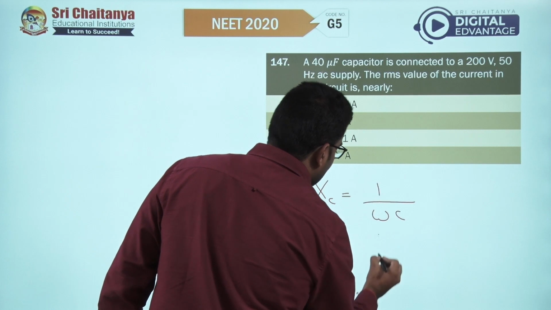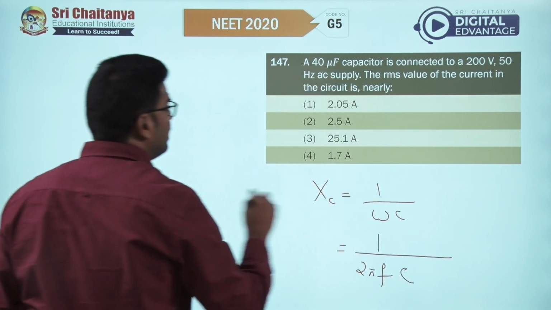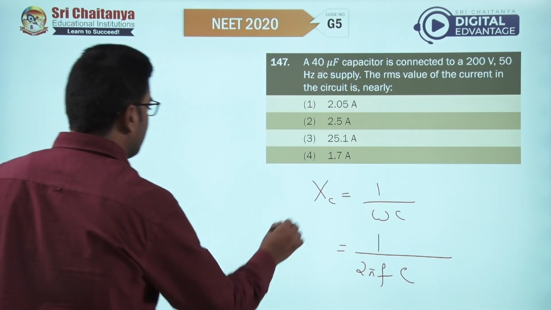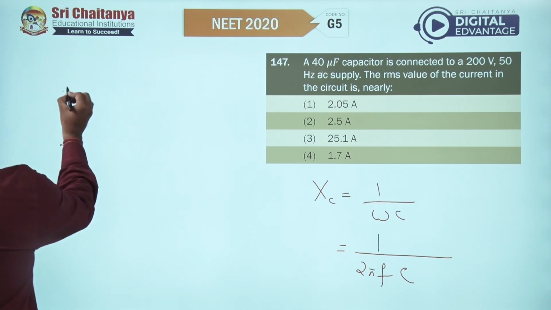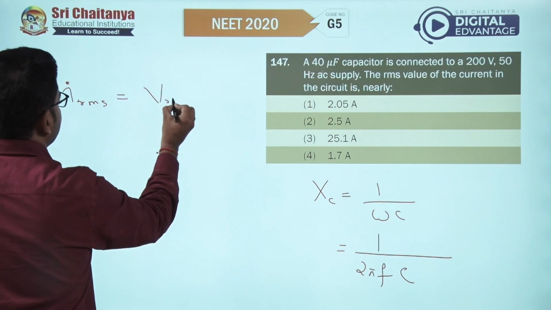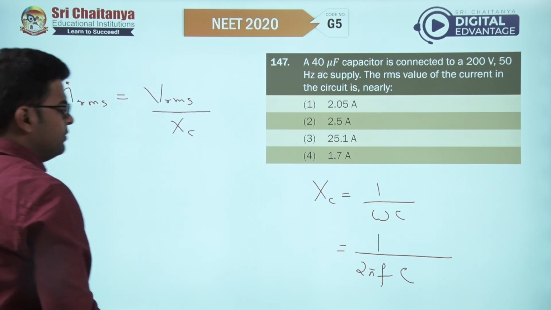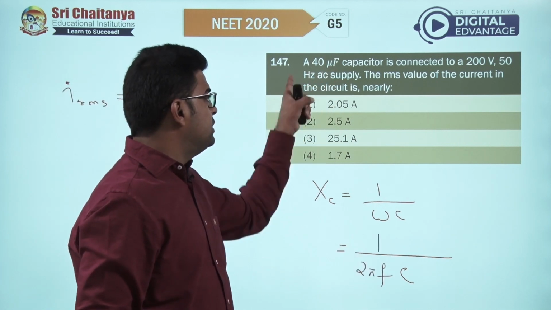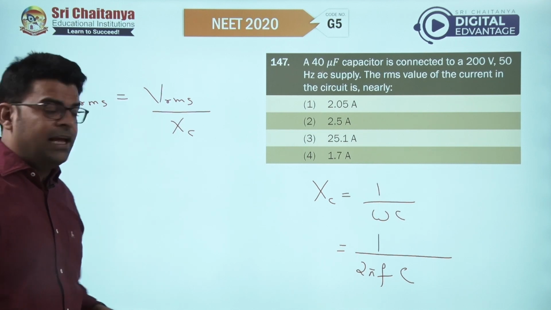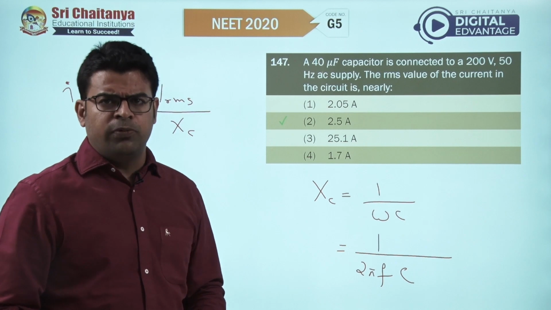Omega is the angular frequency, which you can write as 2 pi f into C. Frequency is given as 50, capacitance is given as 40 microfarad. So you can find out Xc from here. We know that Irms equals Vrms by Xc. So find the value of Xc, substitute frequency as 50, capacitance as 40 microfarad, and Vrms as 200, and solve for Irms. When you solve it, you get that the answer comes out to be nearly 2.5 ampere.